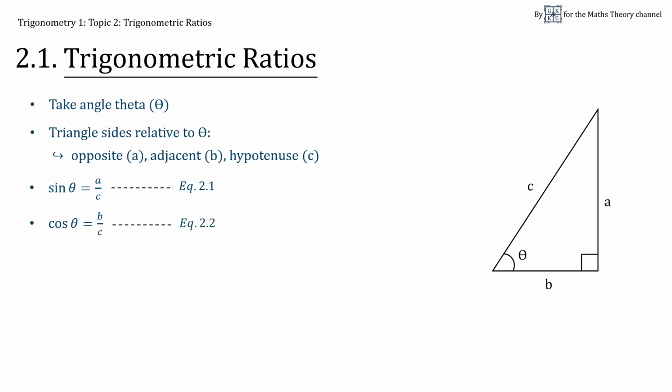The final trigonometric ratio is the tangent function. This is defined as A over B. Let's call this equation 2.3. Now notice something, A over B can be written as A over C divided by B over C. We know that A over C is sine theta and B over C is cos theta. Therefore, we can say that tangent theta is equal to sine theta over cos theta. Let's call this equation 2.4 and take note of it since it is an important relation.